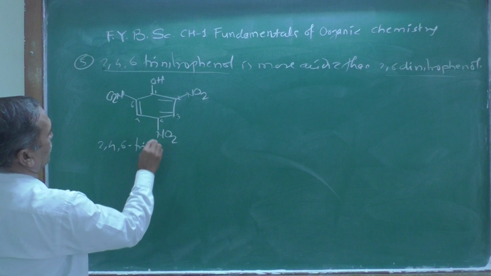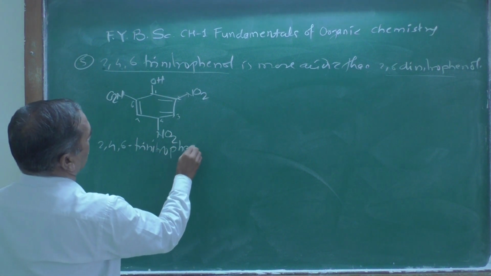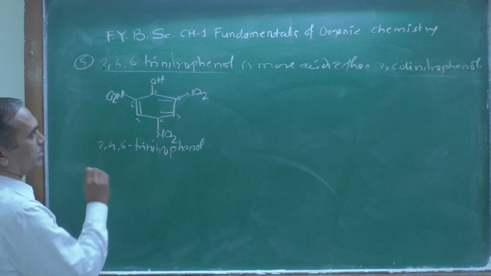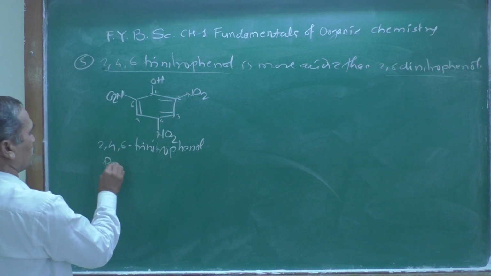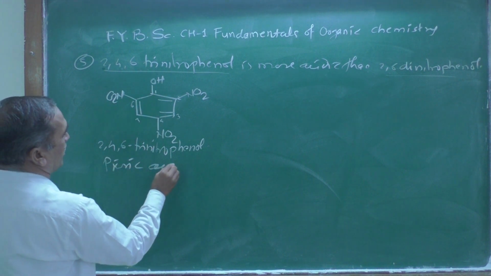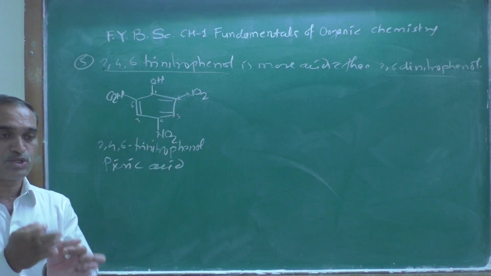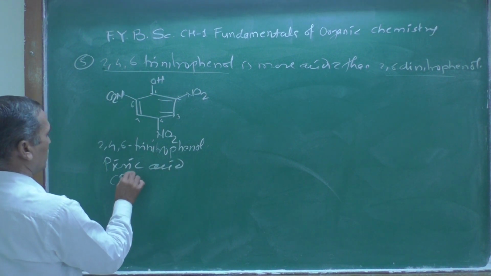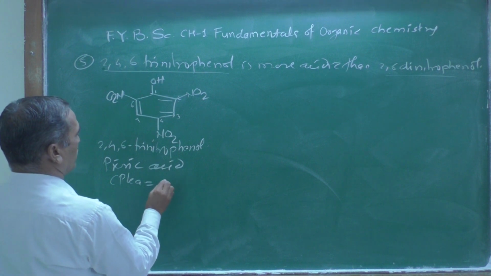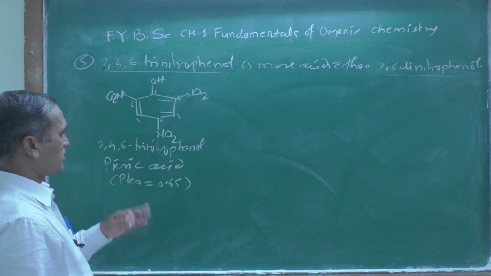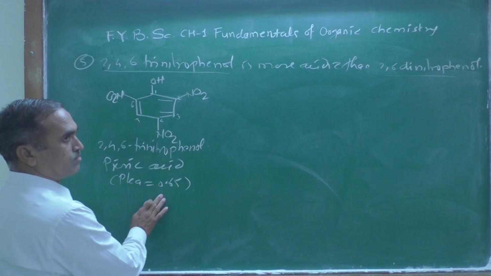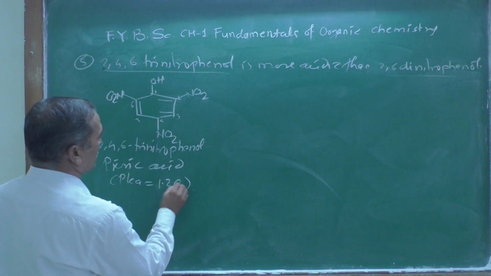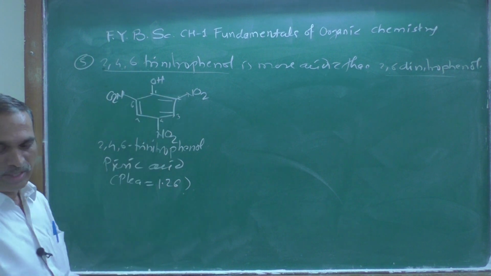and this is the structure of 2,4,6-trinitrophenol. In short it is known as picric acid. The common name of this is picric acid. It is as strong as acetic acid, and it has a pK value, I think, of 0.65 or something, roughly 1.26, not exactly, remember only as 1.26. So this is the structure of picric acid.